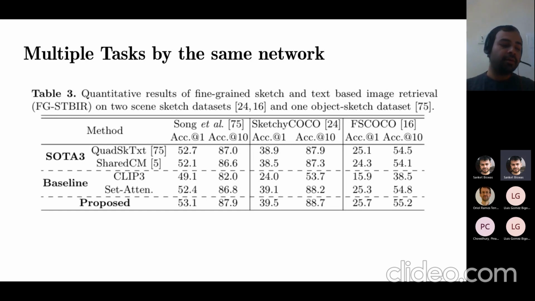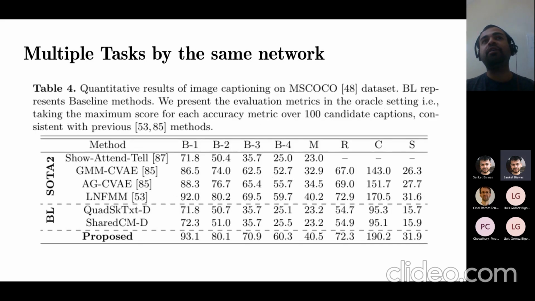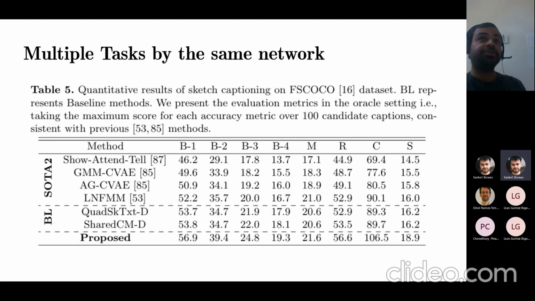Up until this point, these are all retrieval approaches, which makes sense, and is probably not so non-trivial. But now, that same network can also perform image captioning, which, given the state of the art, is a pretty challenging task. And we see that yes, the same network performs pretty competitively even for image captioning. And not just image captioning, it can also do sketch captioning.